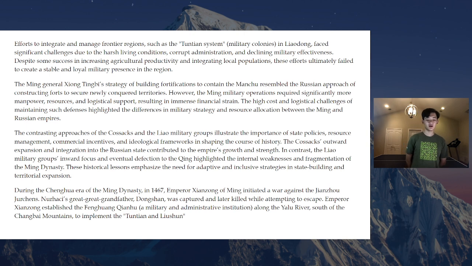During the Changhua era of the Ming dynasty in 1467, Emperor Xianzong of Ming initiated war against the Jianzhou Manchus. Nurhaci's great-great-grandfather Dongshan was captured and later killed while attempting to escape, and this led to the establishment of the Fenghua Qianhu, a military and administrative institution along the Yalu River, south of the Changbai Mountains, to implement the Tangtian and the Liusheng.